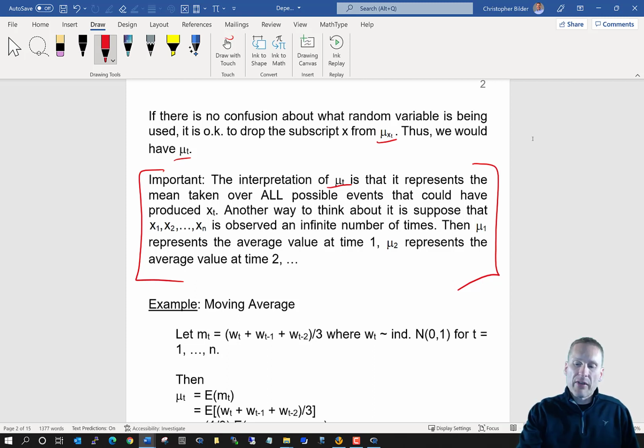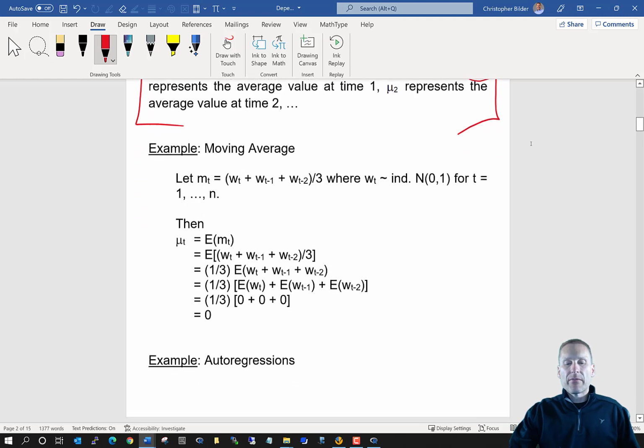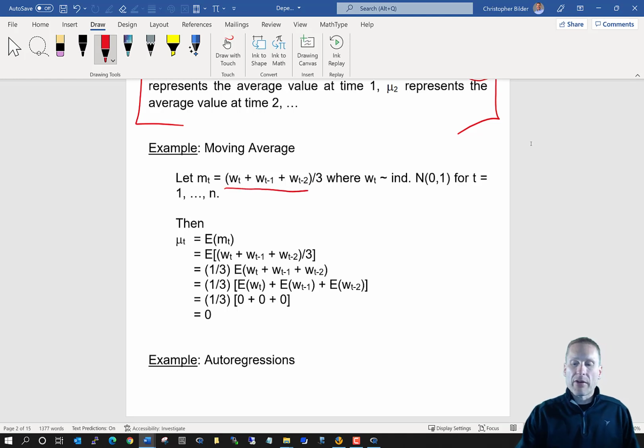In that particular setting, we can think of mu sub 1 representing the average value at time 1, mu sub 2 representing the average value at time 2, and mu sub t the average value at time t. Okay, so let's take a look at an example of how to find mu sub t. We're going to go back to this moving average example that we've looked at before. This is a 3-point moving average. What would mu sub t be in this particular setting?